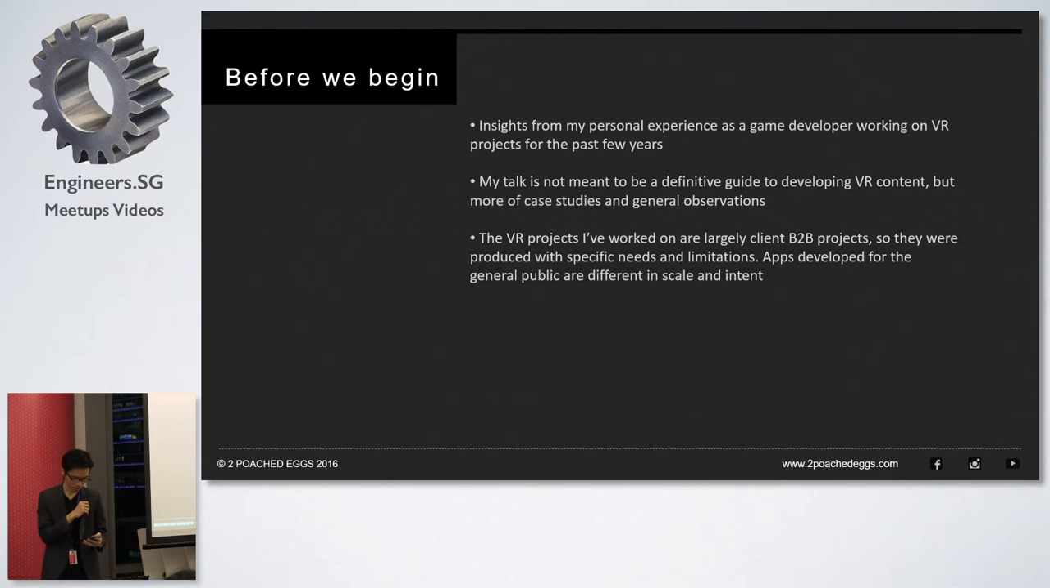The purpose of my talk is not really to give you a guide on how to develop VR content. It's really more of a case study share and general observation. The projects that I've worked on were largely client business-to-business projects, so they were produced with very specific needs and limitations. So with that in mind, let's begin.